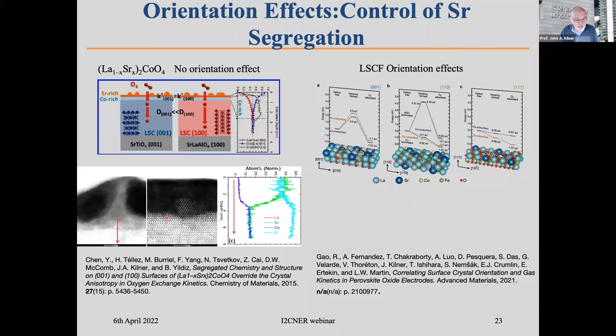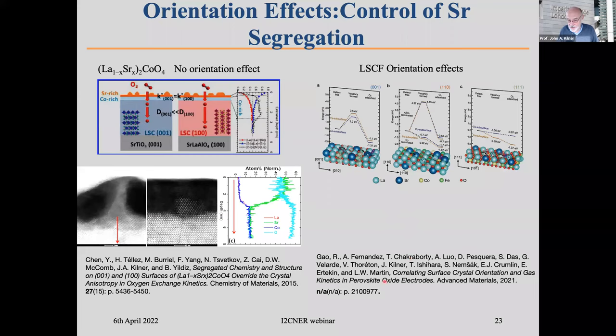And what we saw, in fact, when we're looking at high-resolution TEM, was that there were some low-angle grain boundaries in this film. Sitting on top of this low-angle grain boundary is a particle of strontium oxide, and the strontium is transporting rapidly up these grain boundaries and onto the surface.